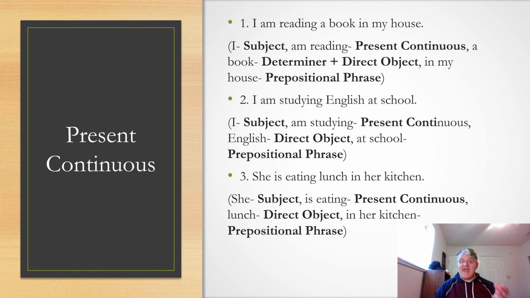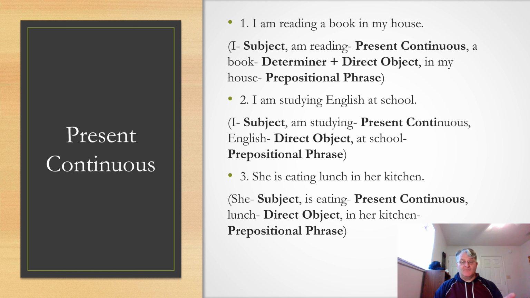A book, we have a, which is a determiner, and then book is a direct object. And in my house is your prepositional phrase. We can do the same thing with I am studying English at school. I is our subject. Am studying is our present continuous. English here is our direct object. So I am studying English.